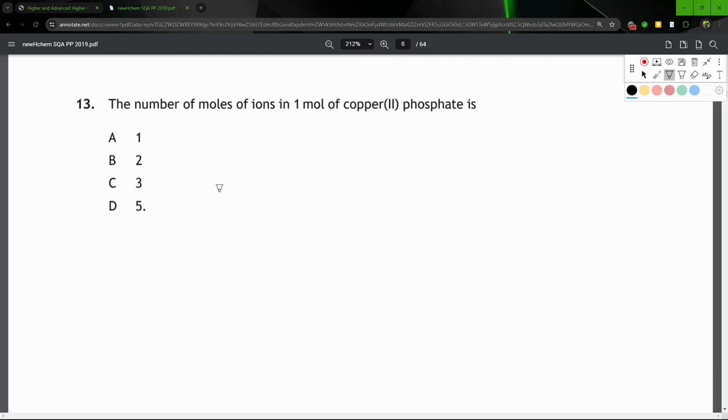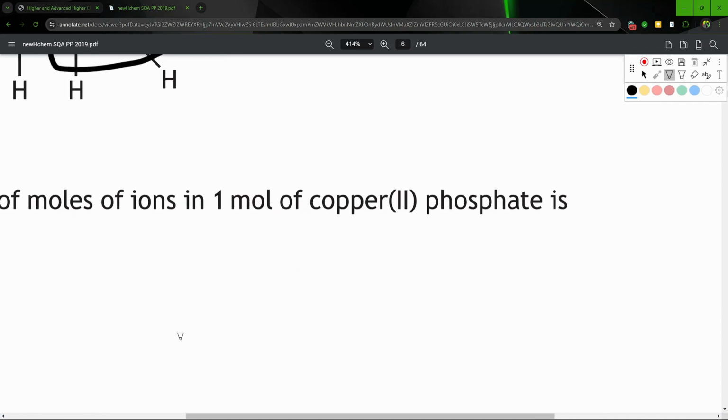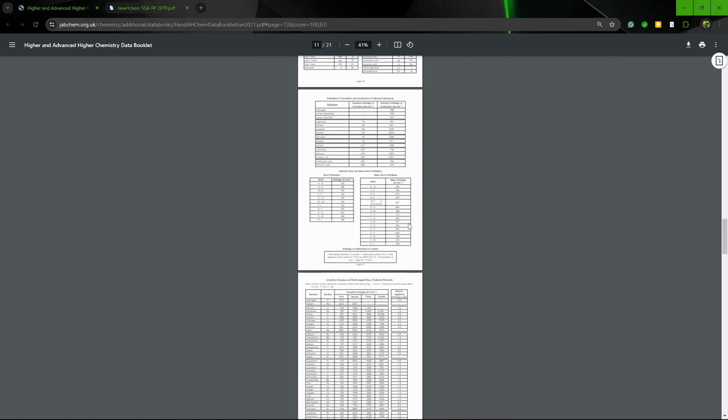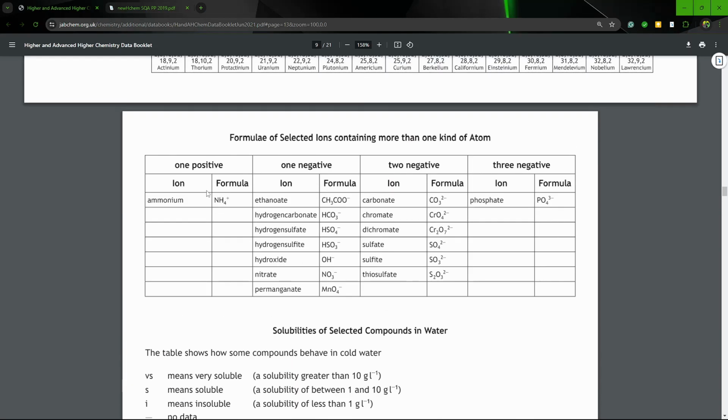Move on to 13. The number of moles of ions in 1 mole of copper(II) phosphate is what? So, it tells us the valence number of copper in this case, which is copper 2 plus. So what is phosphate? Well, you can either memorize it, I know it's 3 negative, or you can go find the formula of selected ions and find it is 3 negative here.